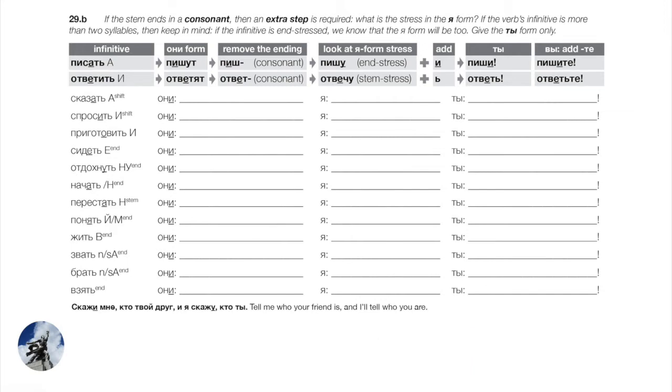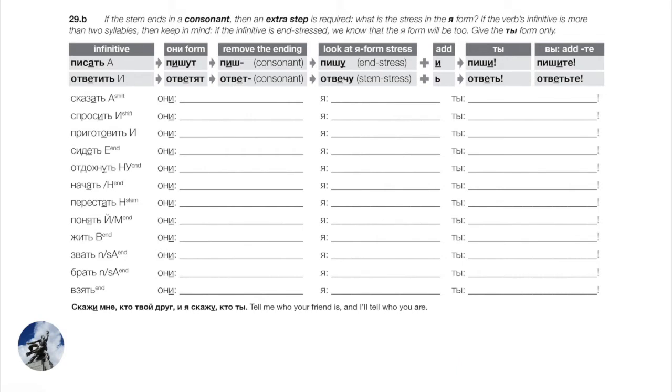Начать. Okay, that's rather a funny verb type. Remember this non-syllabic root ending in an n. Они начнут. We drop the ut, we're left with nach, right? Nach. Okay, so we're left with a consonant. Let's think about stress. Okay, in stress, я начну. That implies начни.